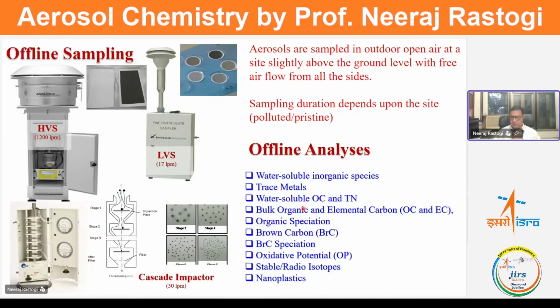This is a type of organic carbon which is absorbing in nature. Then you can do the speciation of brown carbon. You can measure oxidative potential, which we will talk about a little bit in the coming slides. You can measure a variety of stable or radioisotopes. They are for very specific purposes, which I will not be discussing today, maybe sometime later.